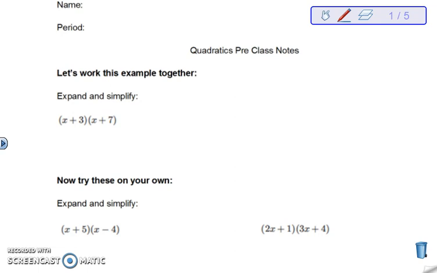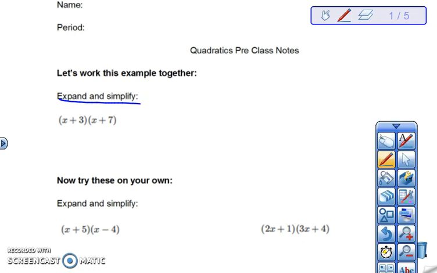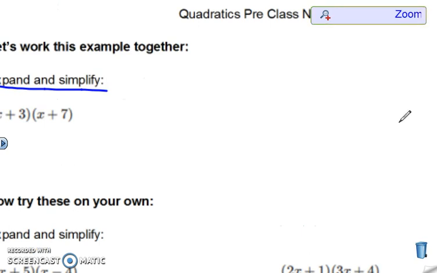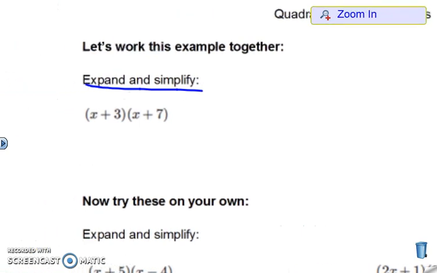We got some pre-class notes for reviewing quadratics, so hopefully you guys have seen this before, but we're basically going to go over factoring polynomials and foiling polynomials. So anytime we see the phrase expand and simplify, we're going to use what you might have seen as the FOIL method. Or another way to think of it is we're basically just distributing both of the terms in the first parentheses to the terms in the second.